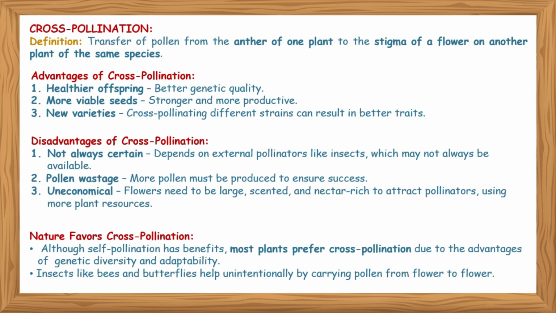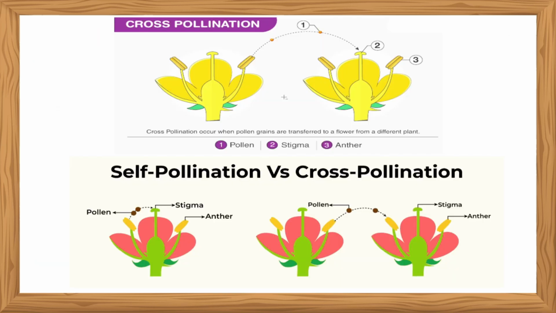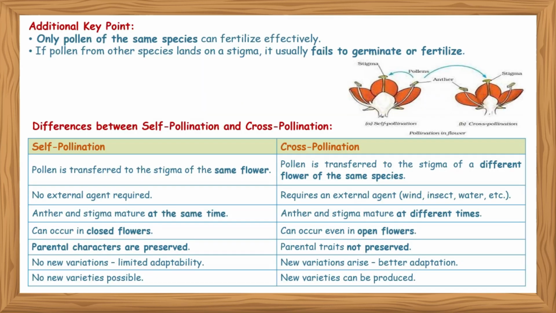Nature favors cross pollination. Although self pollination has benefits, most plants prefer cross pollination due to the advantages of genetic diversity and adaptability. Insects like bees and butterflies help unintentionally by carrying pollen from flower to flower. This is the image showing cross pollination, and there is the image showing the comparison between self pollination and cross pollination.